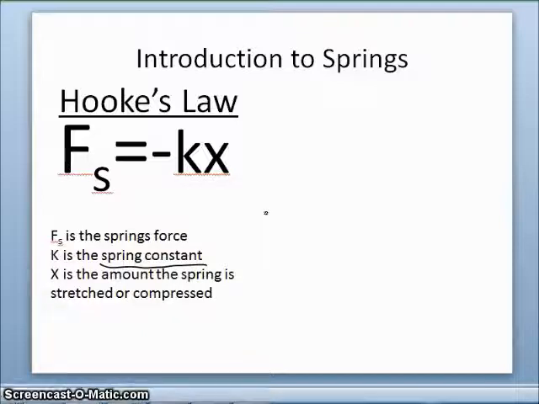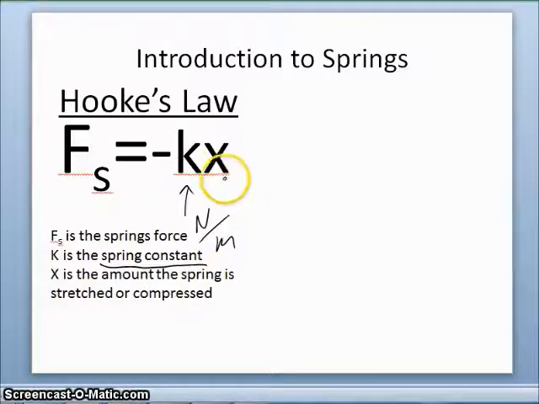So if a spring is very stiff, it'll have a high spring constant. And if a spring is not very stiff, it'll have a low spring constant. Spring constants are usually measured in units like newtons per meter, meaning that if I add a certain number of newtons to my spring, I will compress it x distance, in meters.